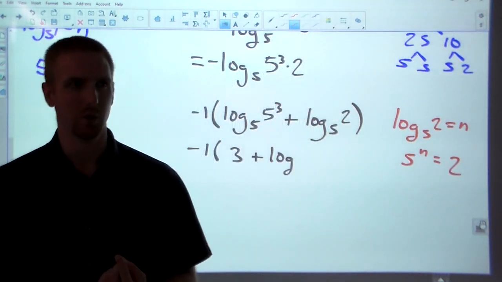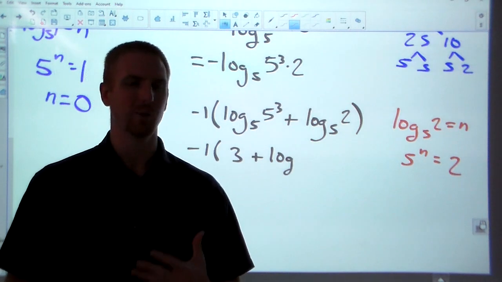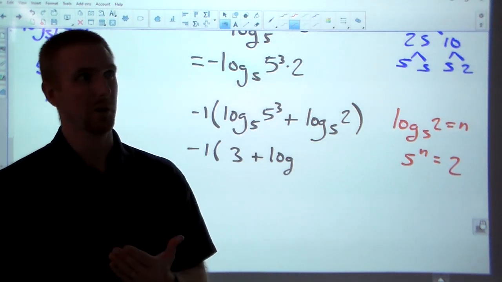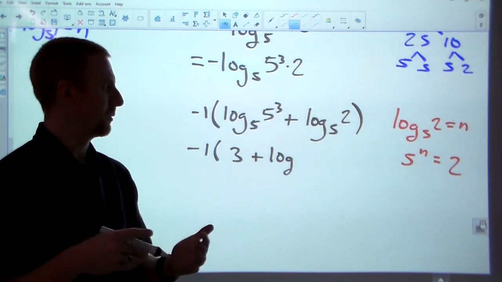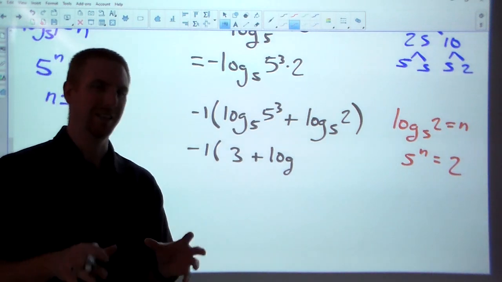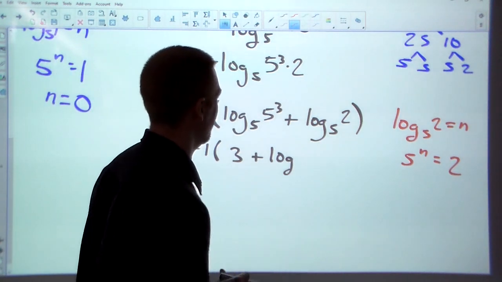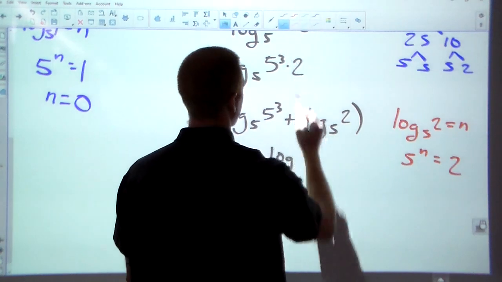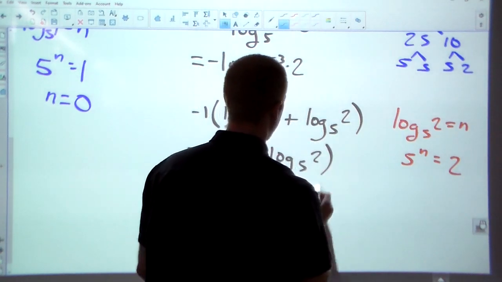5 to the first is 5. 5 squared is 25. 5 to 0 is 1. So it's somewhere between 0 and 1, but it's not going to be a nice number, so let's not take it any further. And I've got that negative out front.